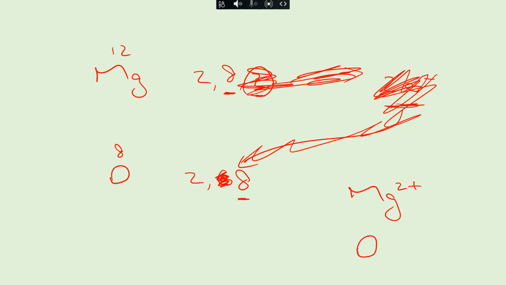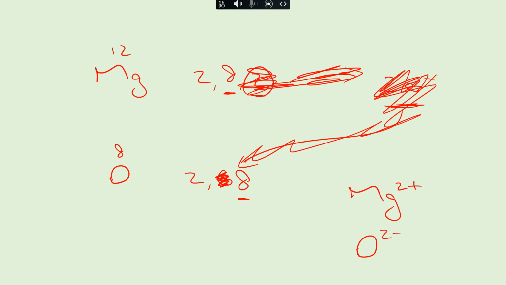Oxygen gained those 2 electrons, so it picked up 2 negative charges, so it becomes O2 minus. These are now ions. An ion is a charged chemical species, either an atom with a charge or a group of atoms with a charge. So these are ions, the magnesium ion and the oxide ion. You'll note the ones that finish with a negative, we change the name and we finish with IDE. So it's the magnesium ion and the oxide ion. It's not the oxygen ion.